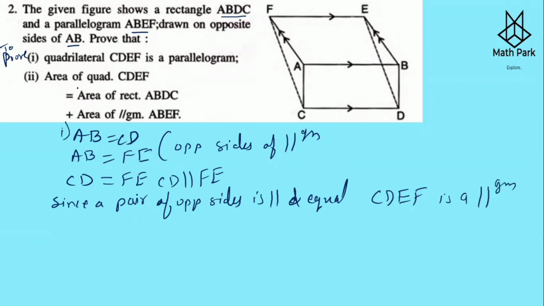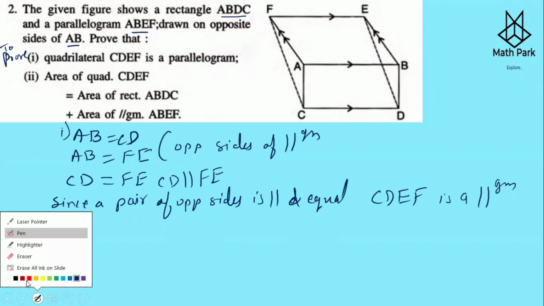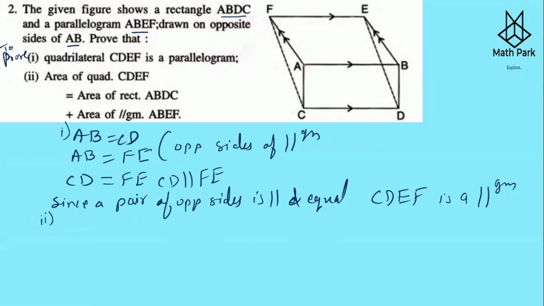For the second part, we need to prove that the area of quadrilateral CDEF is equal to the area of rectangle ABDC plus the area of parallelogram ABEF. For that, let us extend this part, and let us take these points as X and Y. Now we know that FE is parallel to XB, and we also know that parallelograms on the same base and between the same parallels are equal in area.